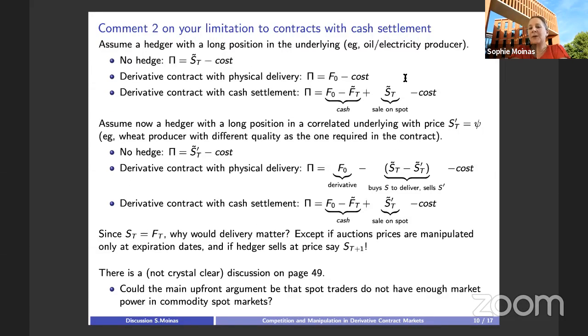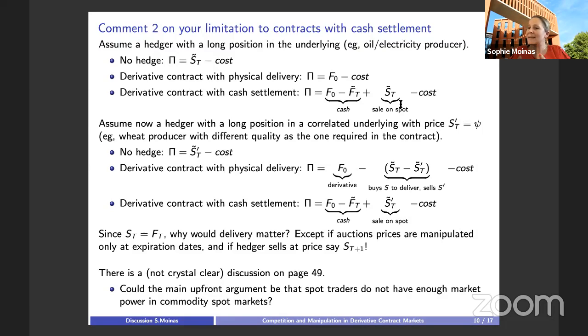Second comment, you mention quite a lot in the paper that your model applies mainly to cash settlement, so you make a distinction between cash settlement and physical delivery. But if you look at my equation, so assume, for instance, that a hedger has a long position in the underlying. If he hedges with a contract that induces physical delivery, he's going to receive simply F0 minus the cost. If it's cash settled, then he's going to receive some cash and sell the underlying asset on the derivative market.